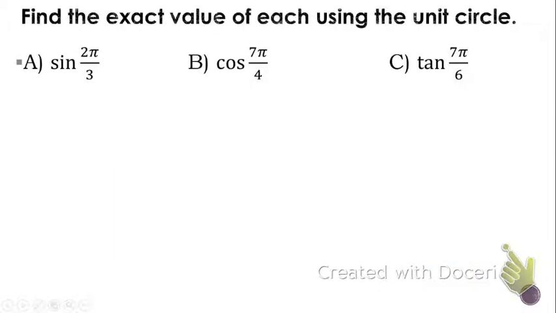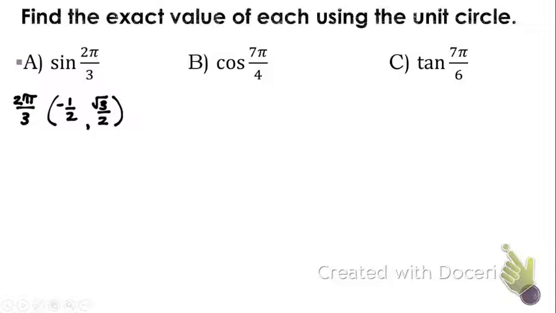Let's do a couple of these. I want to know my ordered pairs for these. What is the ordered pair for 2 pi over 3? Negative 1/2, root 3 over 2.